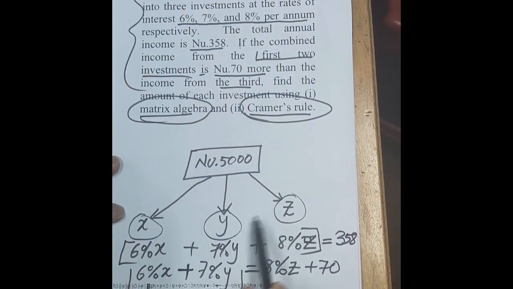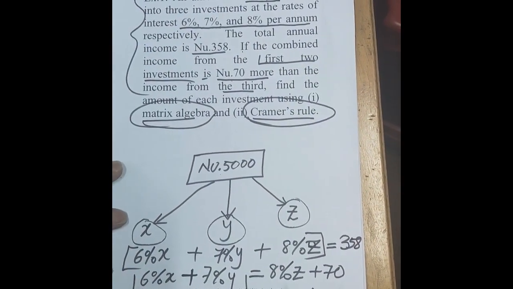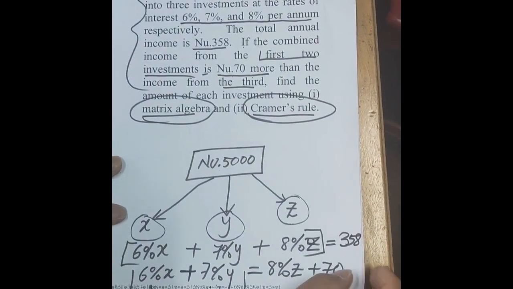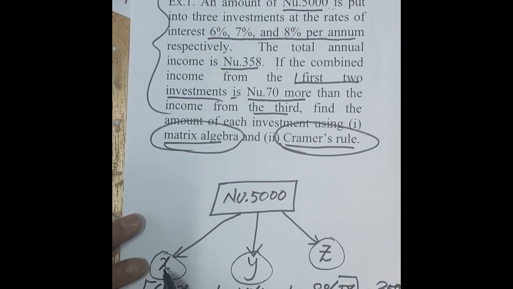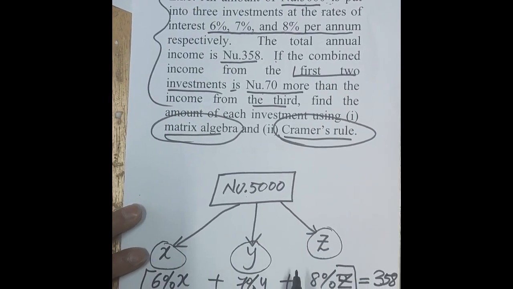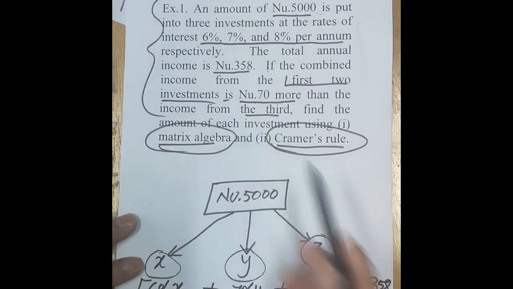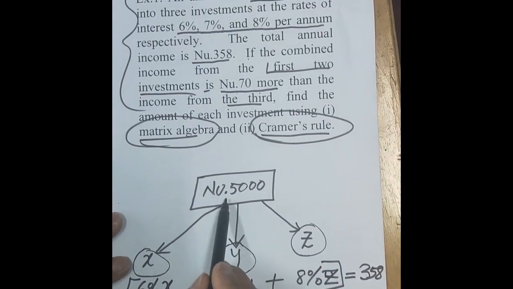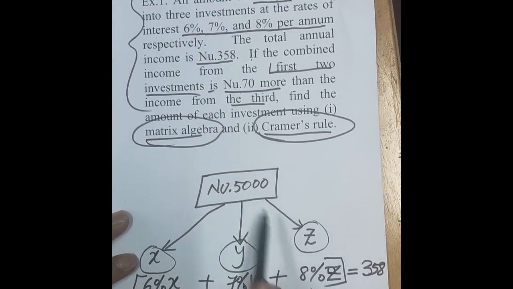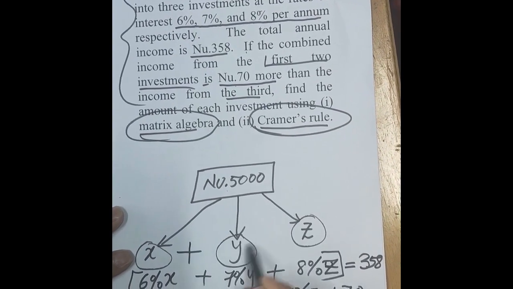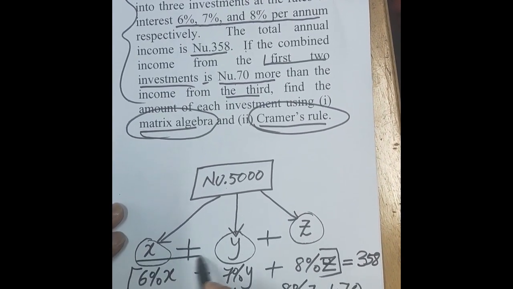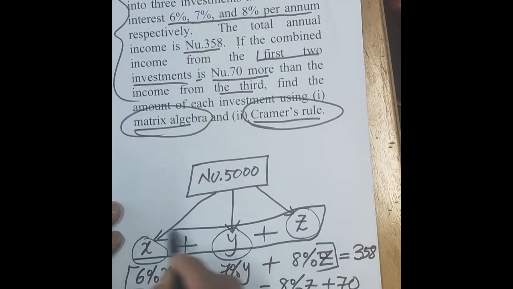Since we have three variables, you should have three equations. So the first equation we obtain from this question is that the amount of Nu 5000 is put into three investments. Our three investments are X plus Y plus Z. This is our three investments.